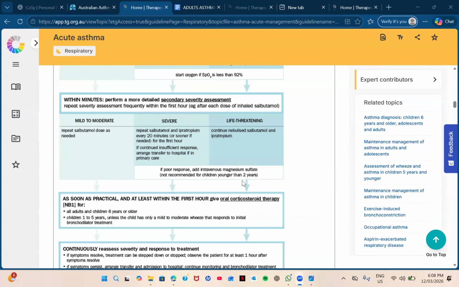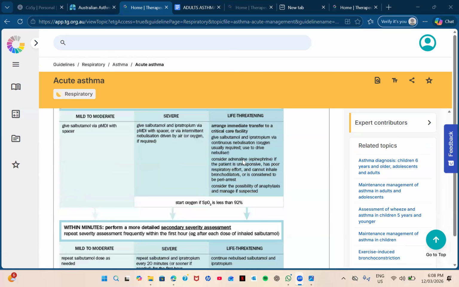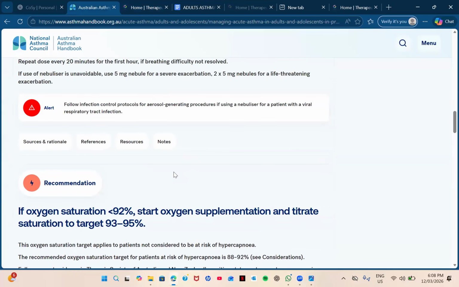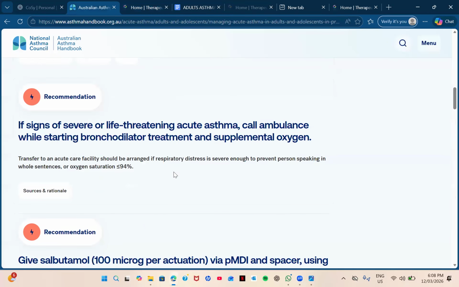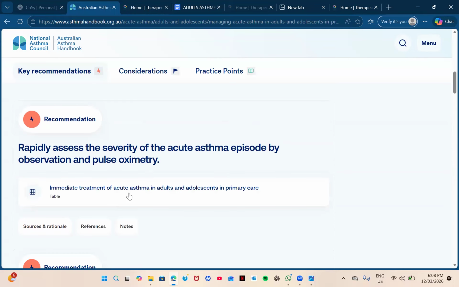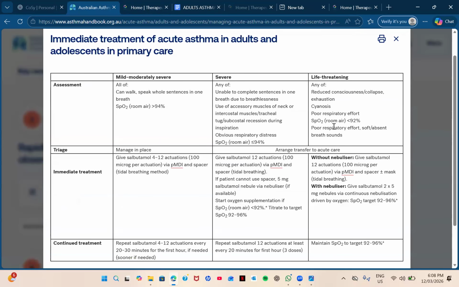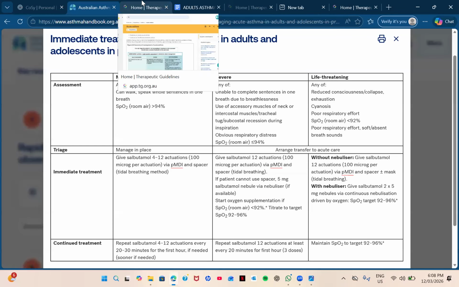Okay, this is the therapeutic guideline, and this is the asthma handbook. These two are kind of the same. The structure and everything is different, but there's a small difference. In the last class also I explained. I will explain it again when we discuss maintenance therapy. For acute asthma, it's almost the same. I think this one is easier to remember than that one.